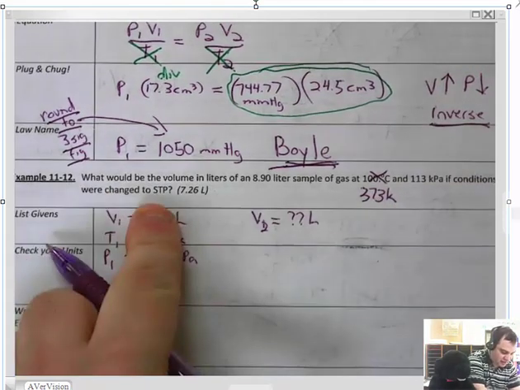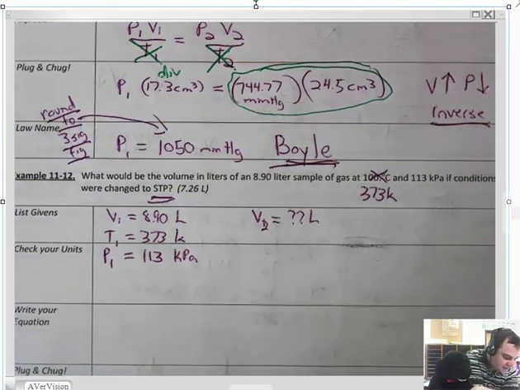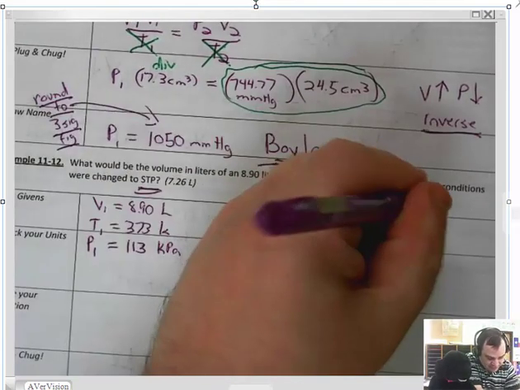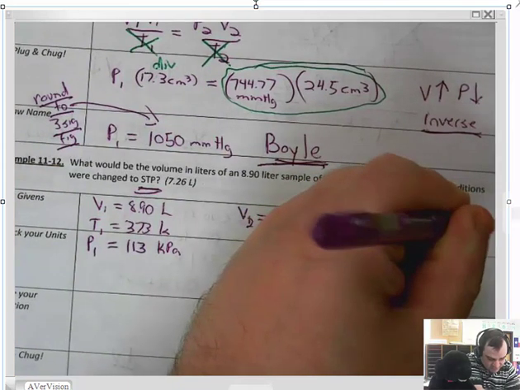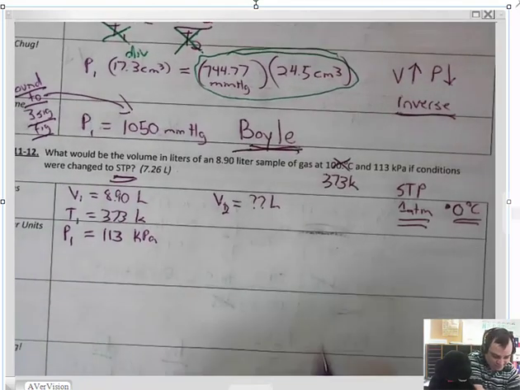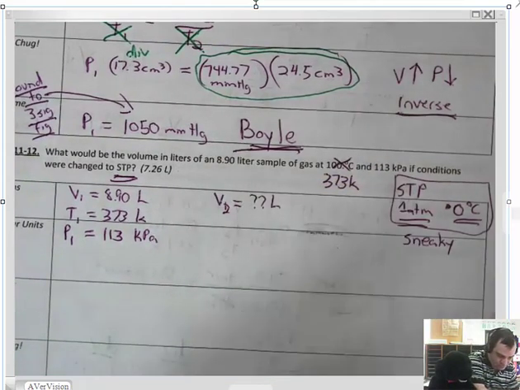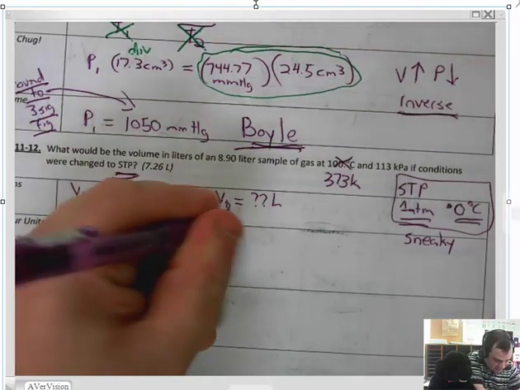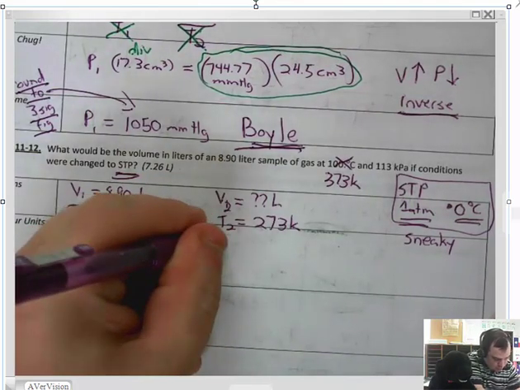If the conditions were changed to STP, sneaky, do you remember that STP is 1 atmosphere and 0 degrees C? Yeah, you know me. You do remember that, right? Sneaky! Remember, we can't use 0 degrees Celsius either. We gotta use 273 Kelvin. And we're going to use 1 atmosphere.